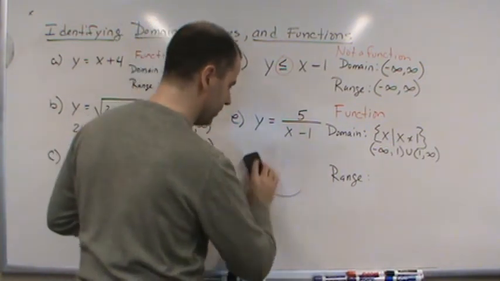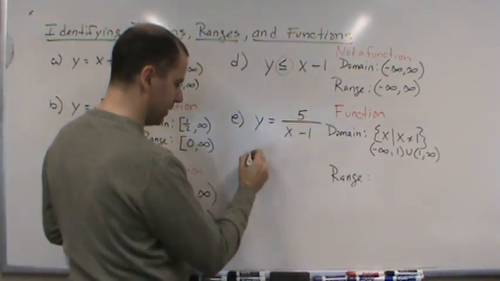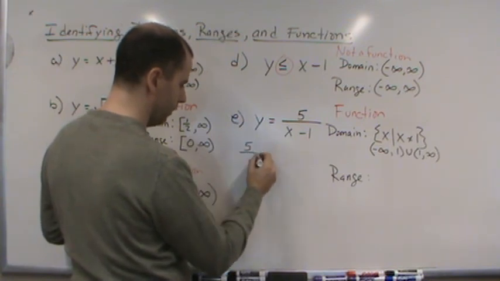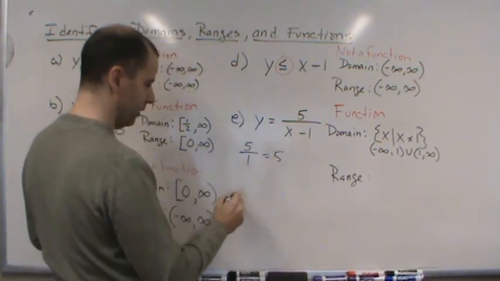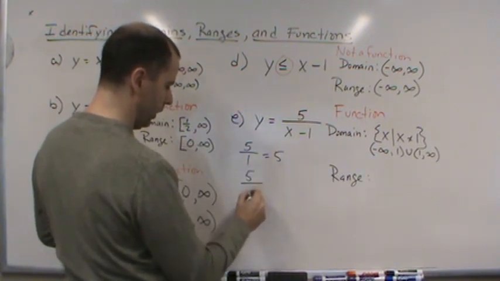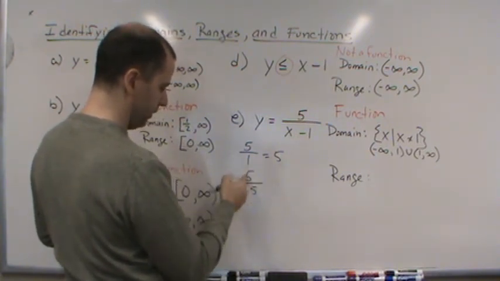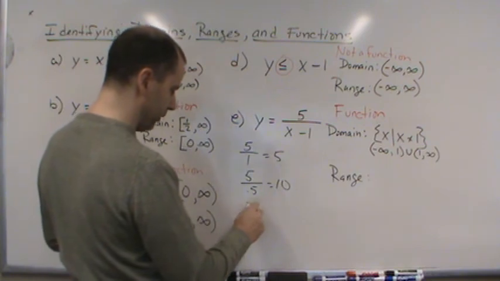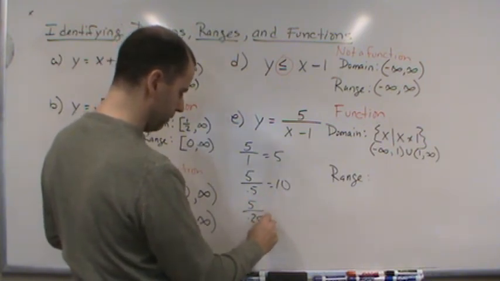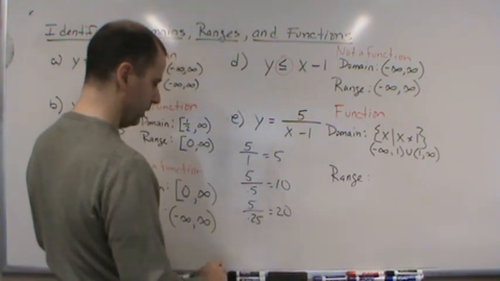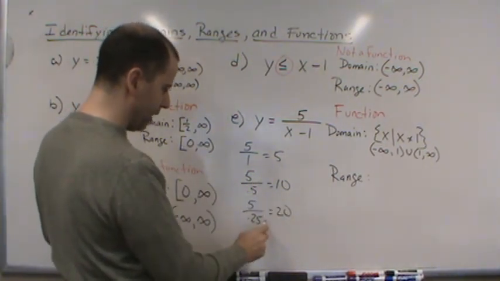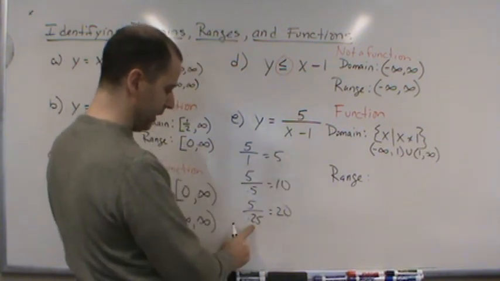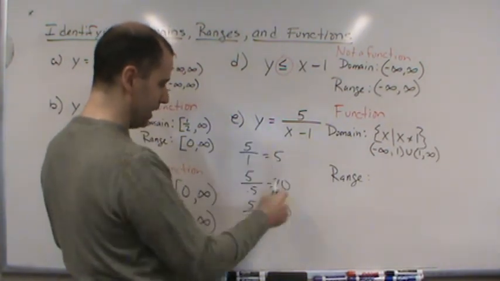And if you want to see this, just take an example. If I take 5 over 1, that's equal to 5. If I go 5 over 0.5, so I'm cutting the denominator in half, that equals 10. Okay? And if I cut the denominator in half again, I take 5 divided by 0.25, now it's going to be 20. Okay? And so every time I cut the denominator in half, the number is doubling. So you can see as the denominator gets smaller, the value of y is getting bigger.